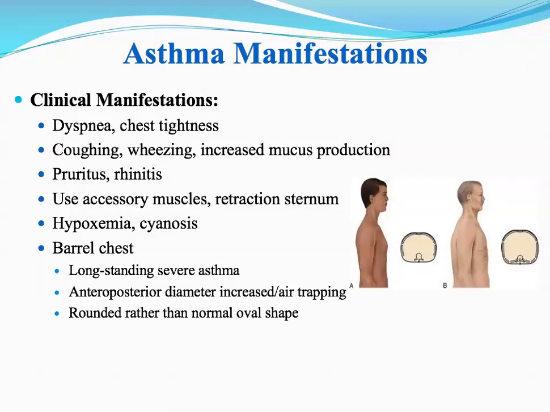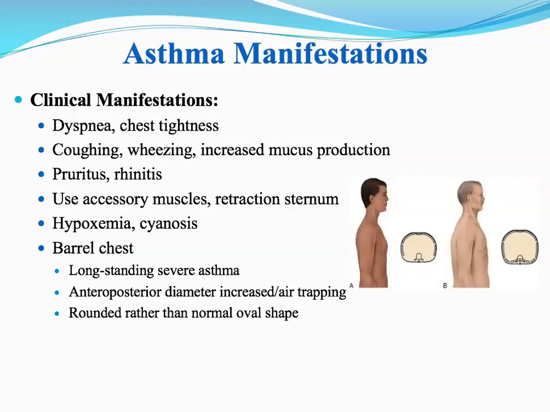With these individuals who have severe asthma attacks, they can also have the use of accessory muscles. When we see the use of accessory muscles, we really know that this individual is struggling to breathe. So these are the individuals that really need to have some sort of interventions, like a rescue inhaler and oxygen.